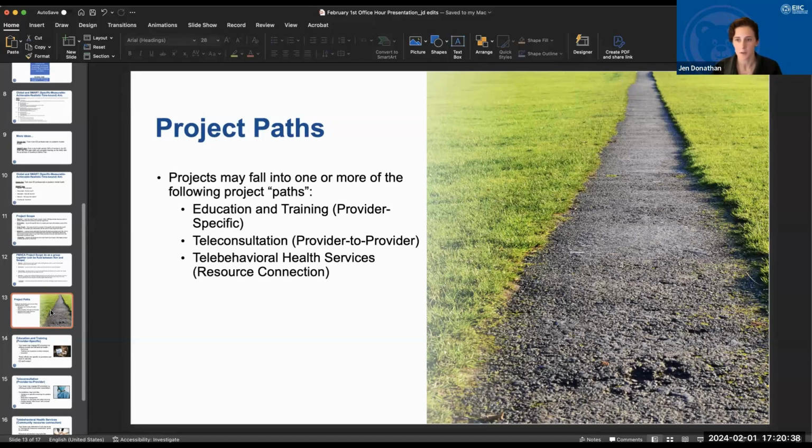For organization purposes, since we know that teams vary in the kinds of project work they're doing with their ED expansion efforts.